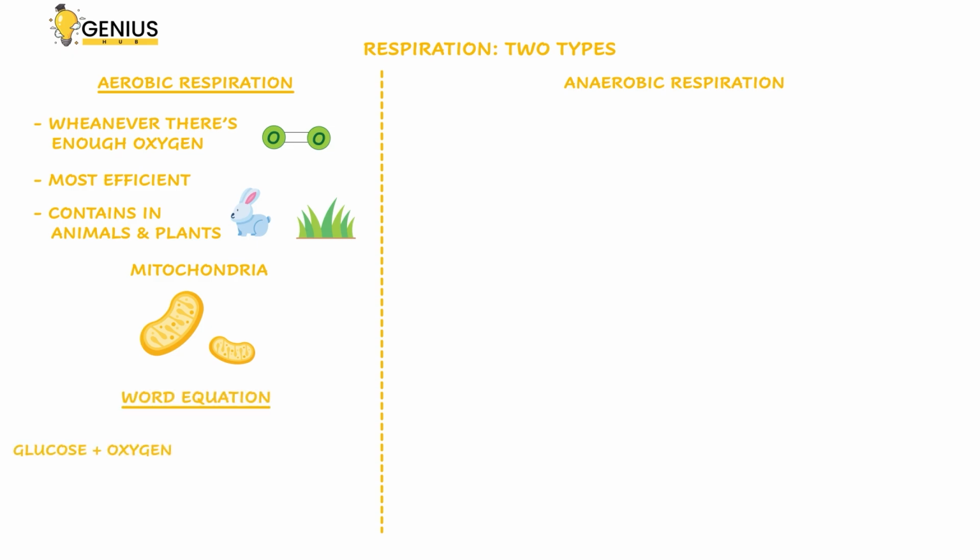The word equation for aerobic respiration is glucose plus oxygen gives carbon dioxide plus water. In chemical form, this equation shows 6 of everything except glucose, because glucose is a larger molecule. Its formula is C6H12O6. Anaerobic respiration, on the other hand, happens without oxygen.